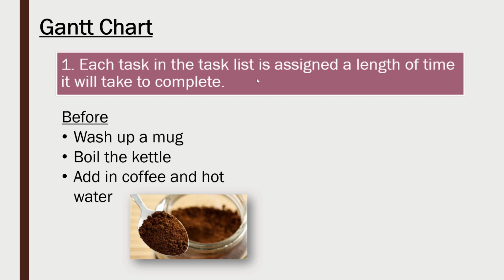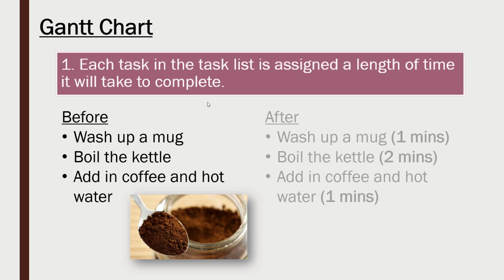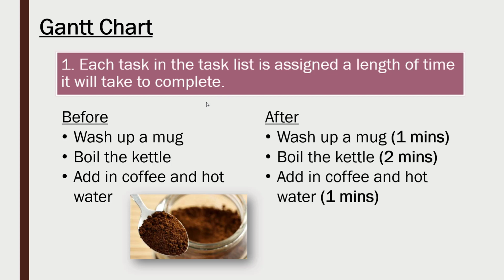I'm going to assign a time to each of these. So for example, just don't question my timings here. Let's say I'm going to take a minute to wash up a mug, 2 minutes to boil a kettle, and a minute to add in the hot water and the instant coffee. So I've got some time assigned to my task list.